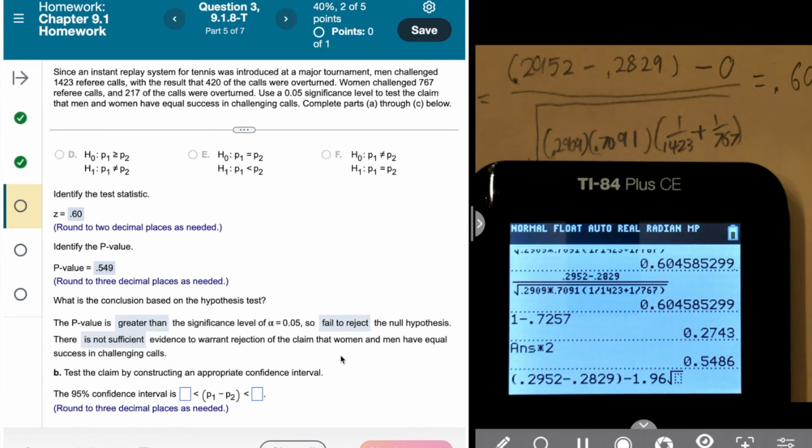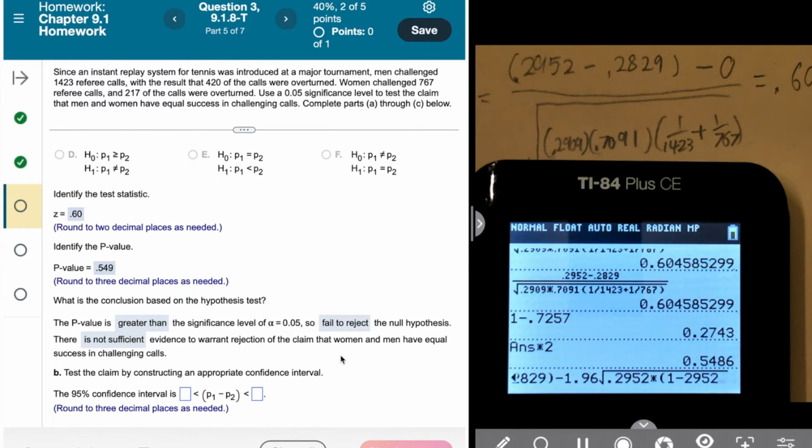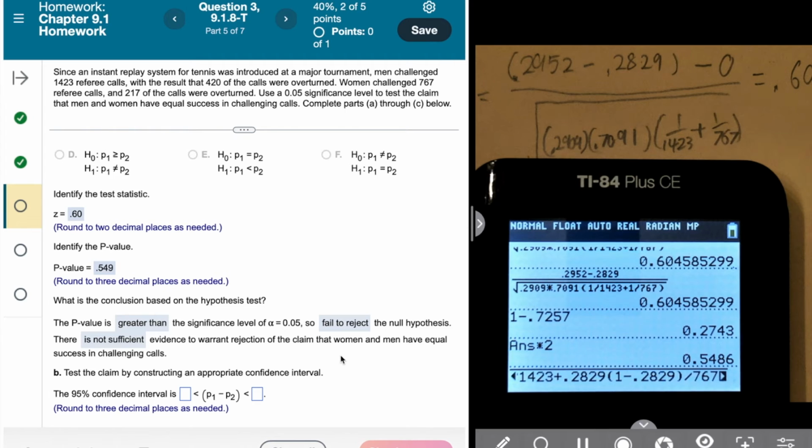Now I need that big ugly square root, and it's going to be the 0.2952 times its complement, 1 minus 0.2952, divided by its sample size, which was 1423, plus, oh goodness, now the 0.2829 times 1 minus the 0.2829, divided by its sample size, which was 767. So that sure is a lot to type in.